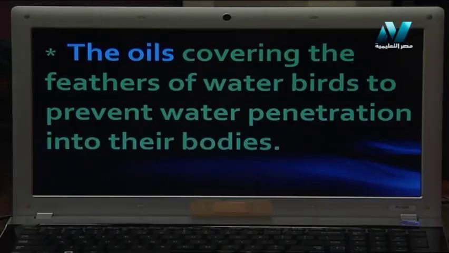Another use for oils covering the feathers of water birds. Do you know water birds? Its feather containing oil or covered with oil prevent water penetration into their body.